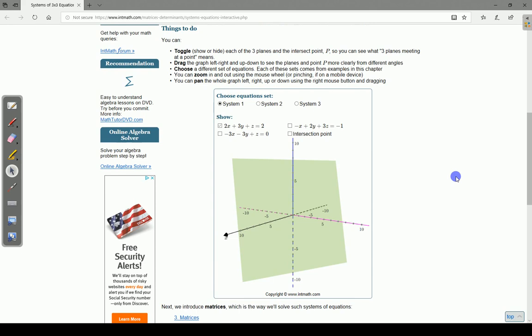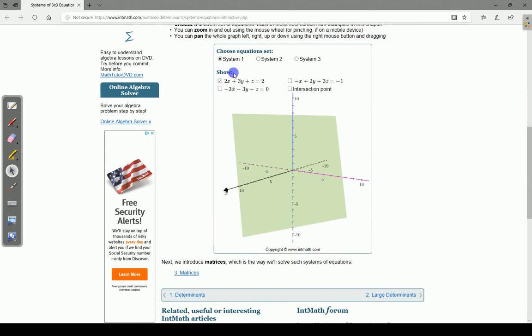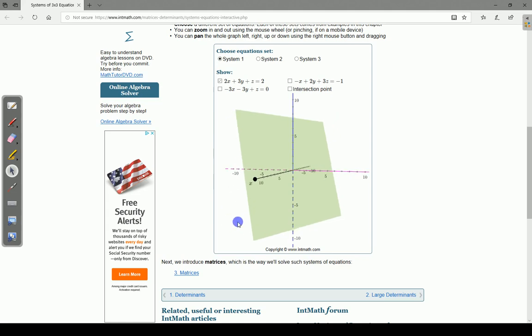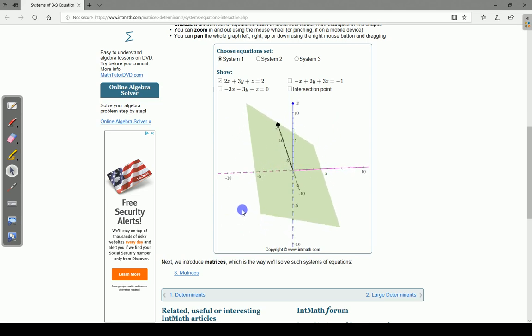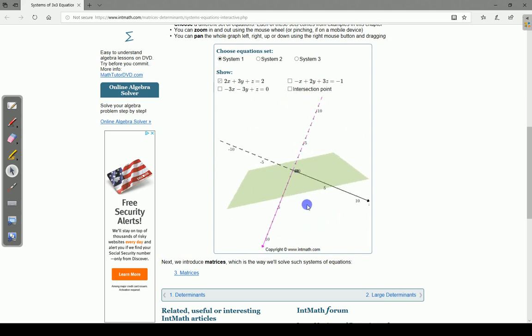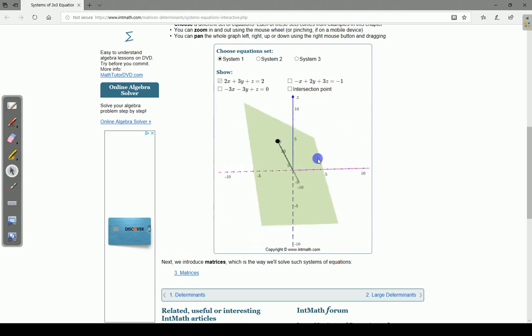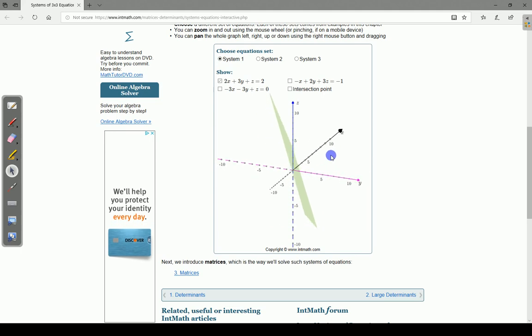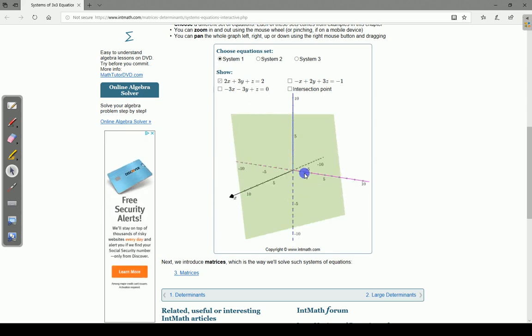So when you graph a three-dimensional equation with three variables, x, y, and z, you get what's called a plane. And so this green sheet of paper almost is a plane. And it's in three-dimensional space, so I can move it around. And you can see it's a flat piece of paper just about. And we call that a plane. So there I can flatten it out. You can see it is only two dimensions.